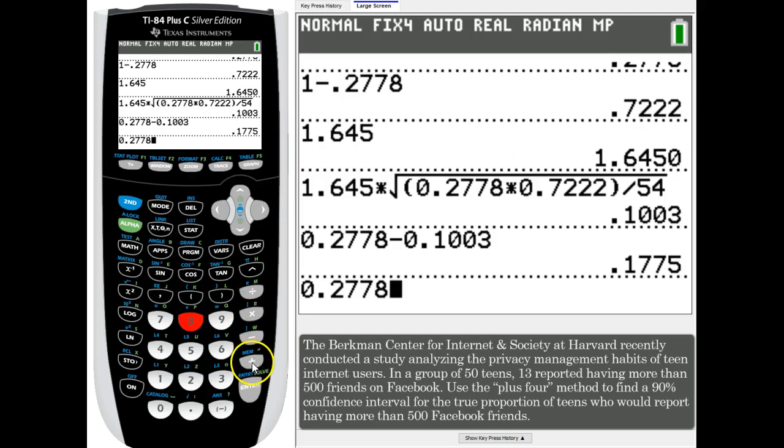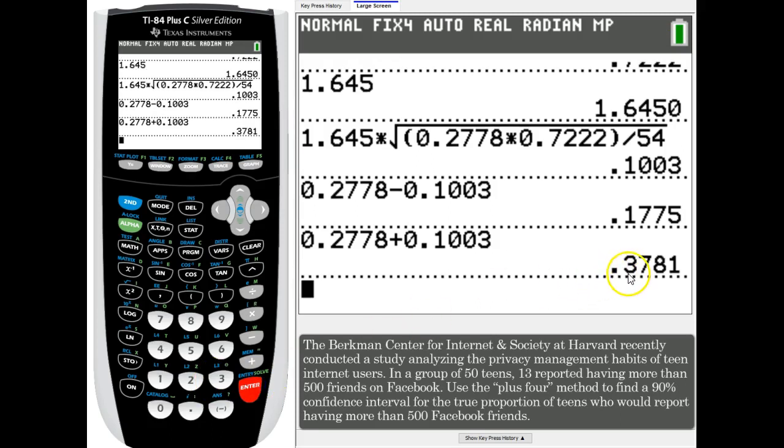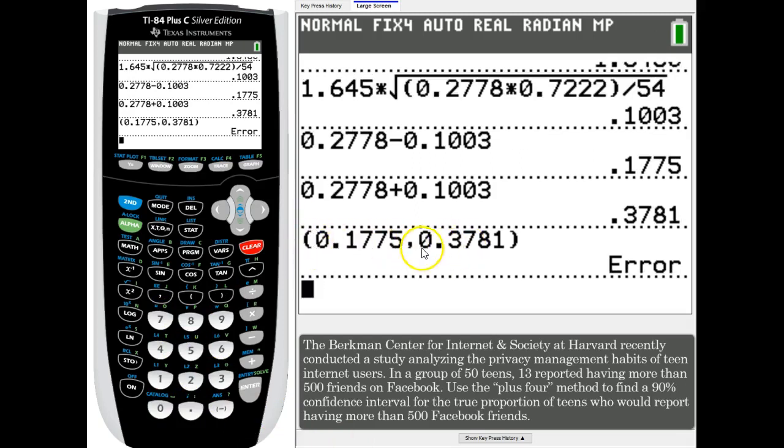Taking my 0.2778 plus the 0.1003. The high bound is 0.3781. So my confidence interval would look like this. All right. So my low bound versus my high bound. And I would still have to interpret this. So I would say we are 90% confident that between 17.8 and 37.8% of all teens would have reported having more than 500 Facebook friends.